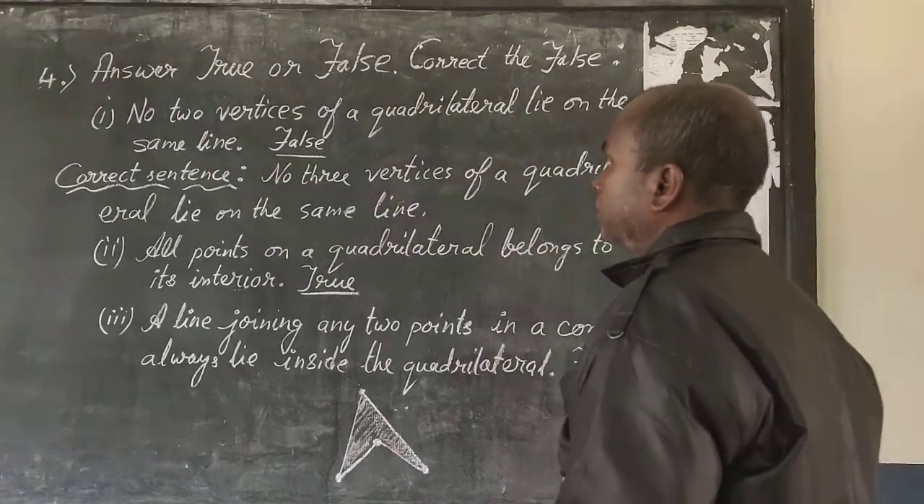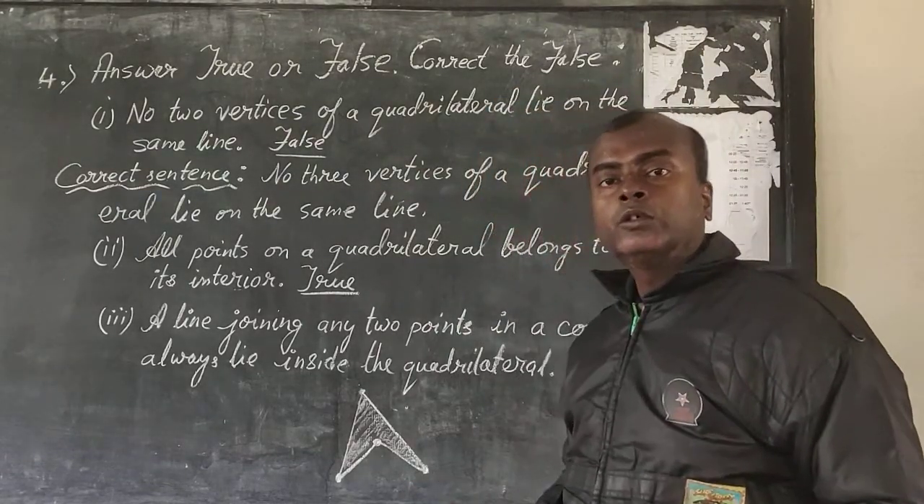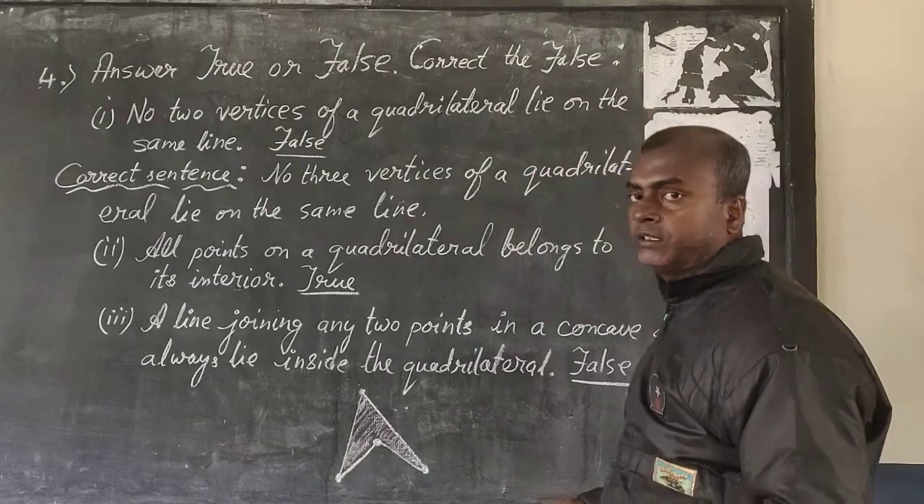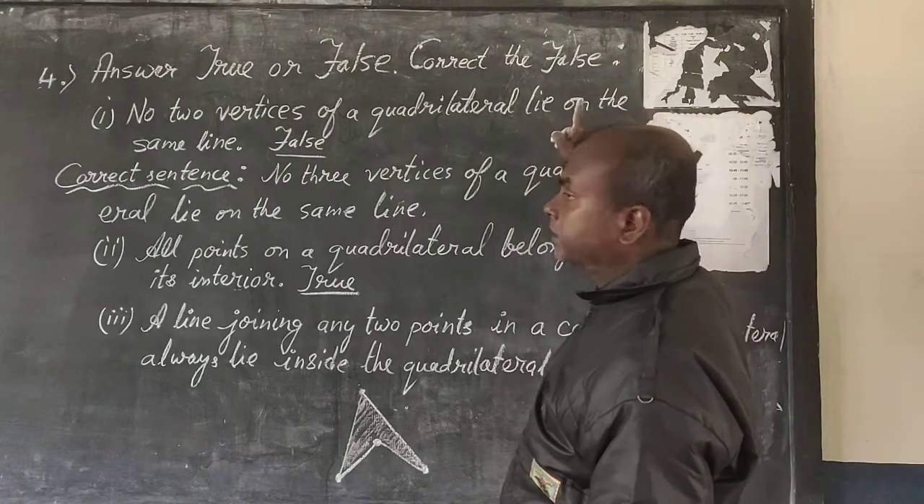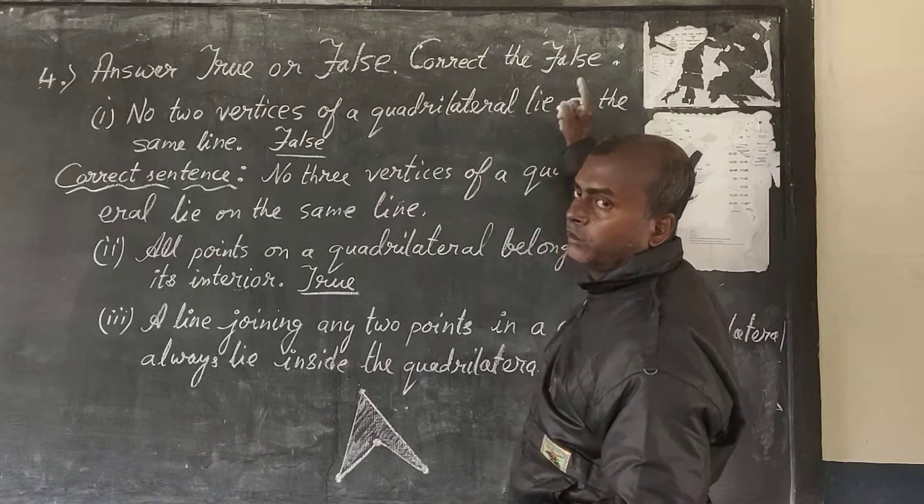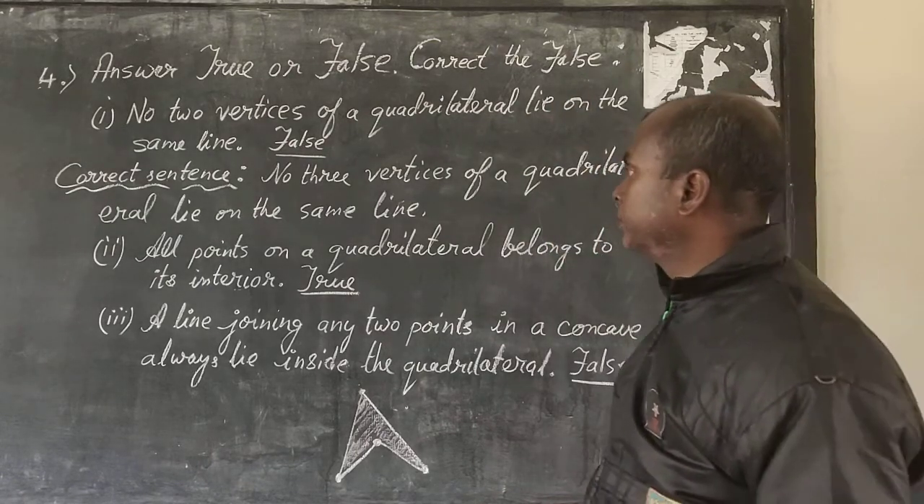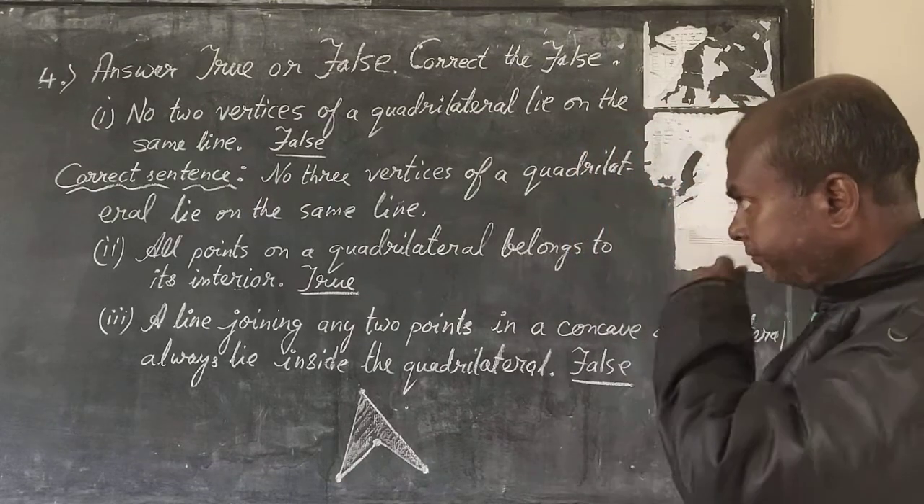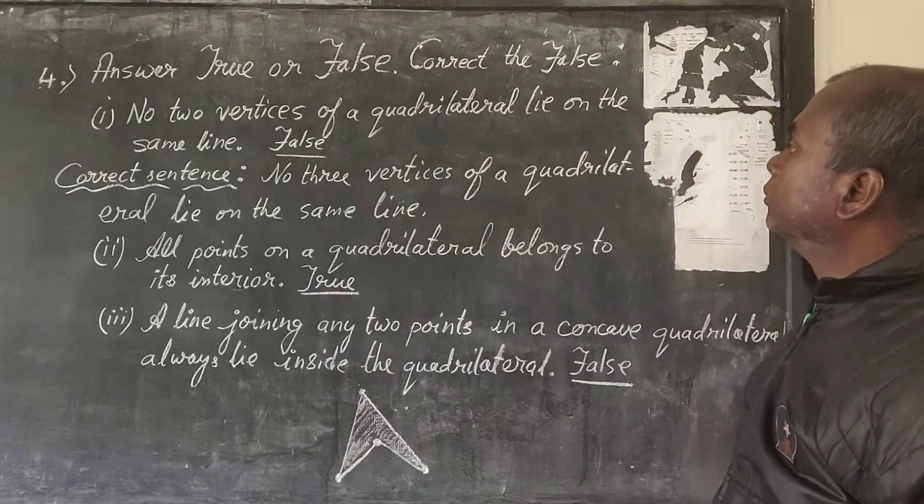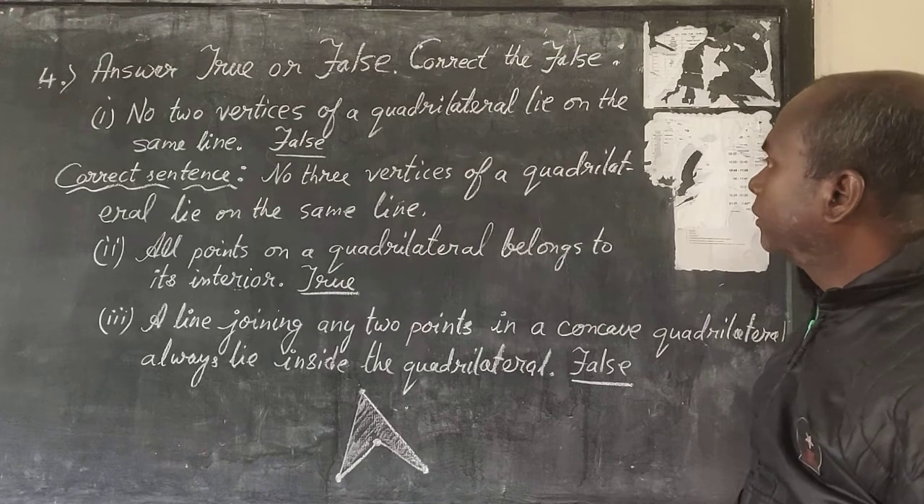Okay, now this question number 4 is answer true or false, and I have added one bit. That is, if any statement is false, then you correct the false. It will be for your own good. You will know what the exact answer should be for the false sentences. First question is, no two vertices of a quadrilateral lie on the same plane.